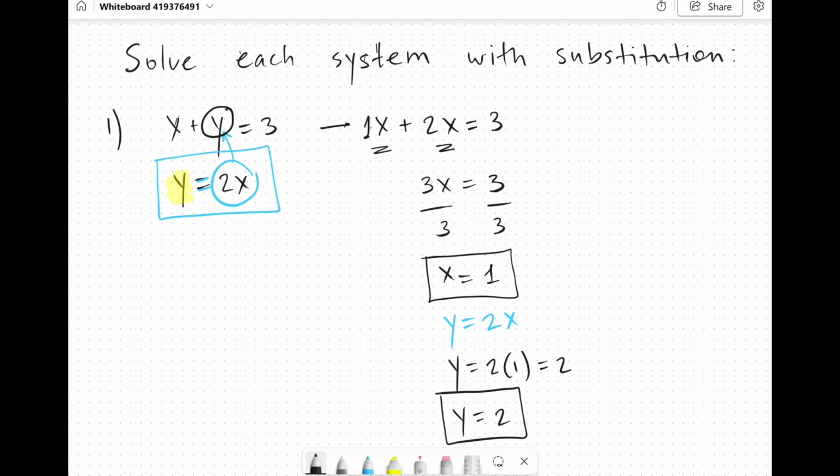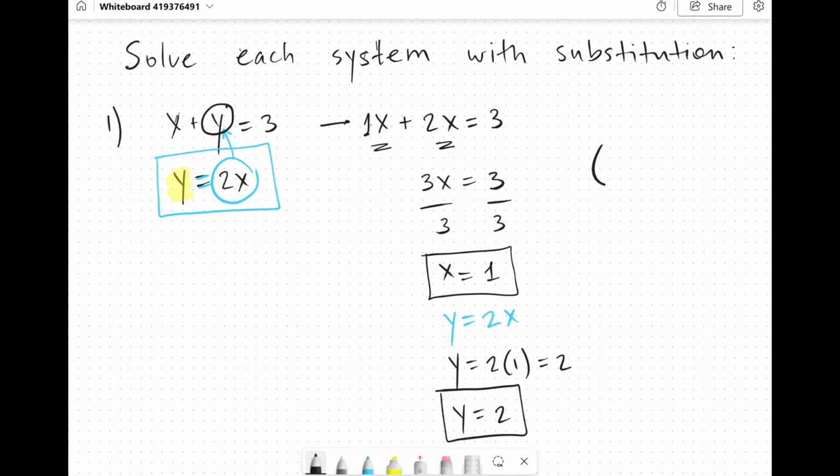A lot of the questions will ask you to write this answer as a point. So to write it as a point, you write your x first, 1, comma, your y second, that's 2. And it's also a good idea to check this work. I will show you how to check in this first example. I will not, for the sake of time, do it in the last 3 examples, but it's a good idea to check. So let's go ahead and check this work.